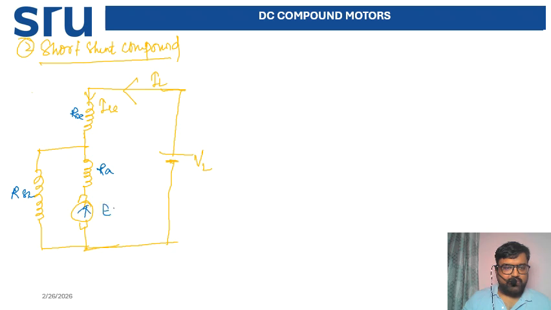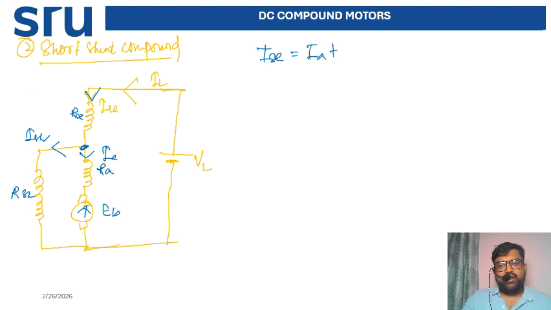Now you see the current direction. This is nothing but your series current, and at this point the current is divided. That is your shunt current, and this is your armature current. This is all about the circuit diagram. First, we will write the equations: the series current equals the armature current plus the shunt current. One equation. From this point, the IAC, that is the incoming current, equals IA plus ISH, the outgoing current.